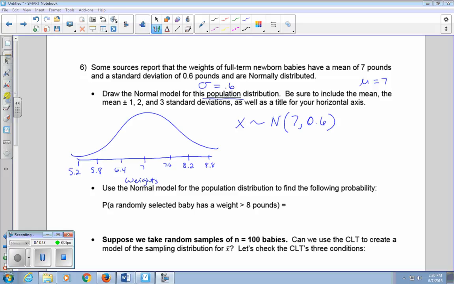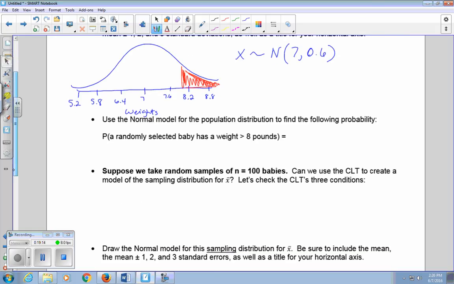Use the normal model for the population distribution to find the probability that a randomly selected baby weighs greater than 8 pounds. So let's first mark that on our picture. The probability is asking us about randomly selecting a baby that's out here in this tail, more than 8 pounds. So how can we calculate this?